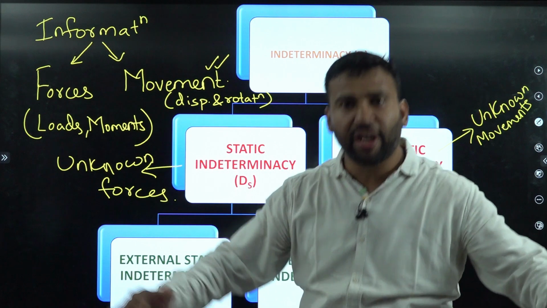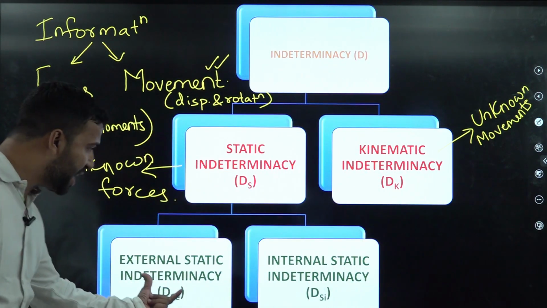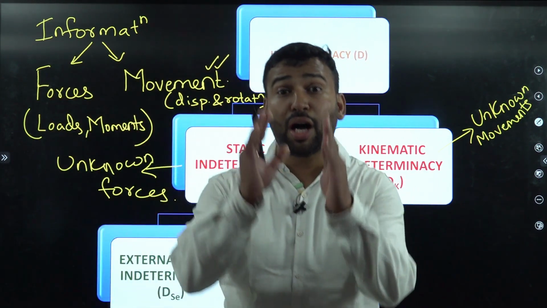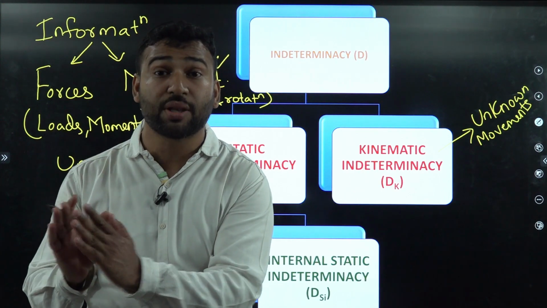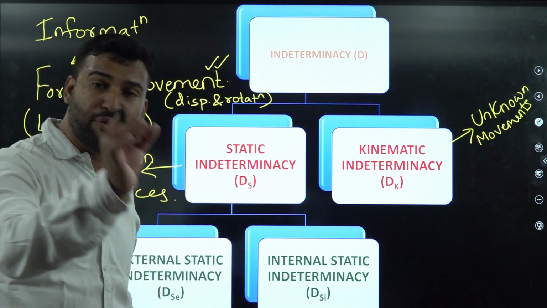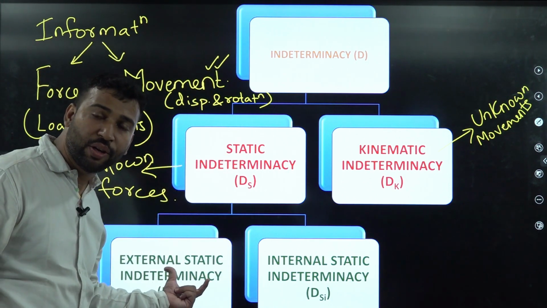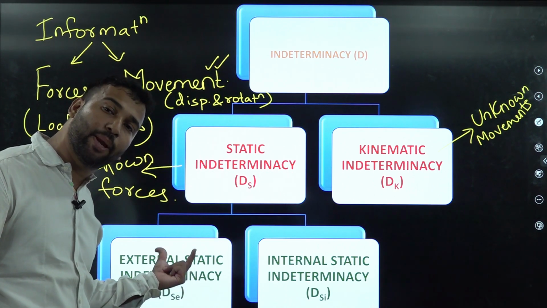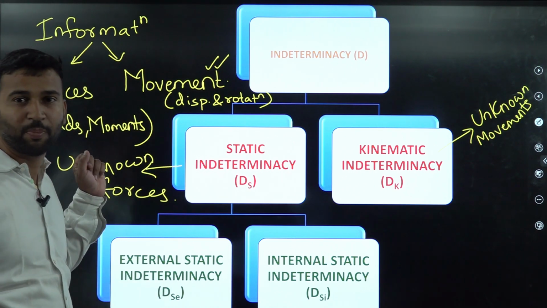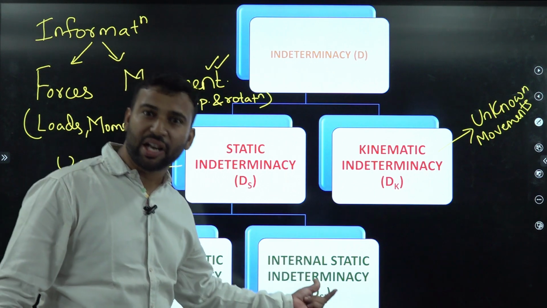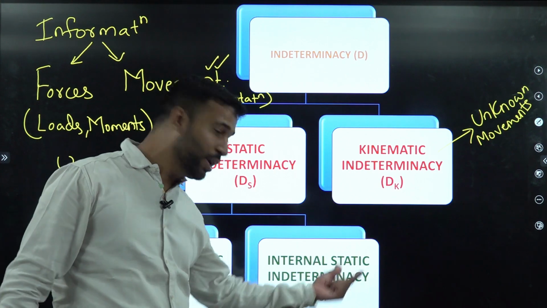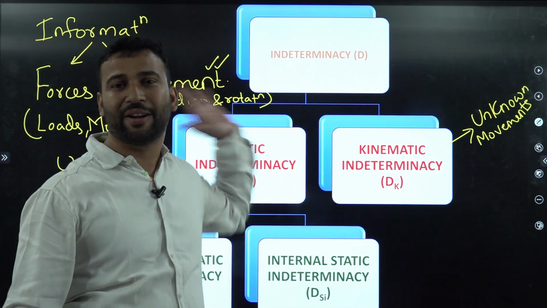Now if we further bifurcate this, we will have external static indeterminacy and internal static indeterminacy. What does this mean? If we have unknown external forces, that is in the form of support reactions, which cannot be solved with the theory of equilibrium alone, it is known as external static indeterminacy. And if we have unknown internal forces which cannot be solved with the theory of equilibrium alone, it is known as internal static indeterminacy.